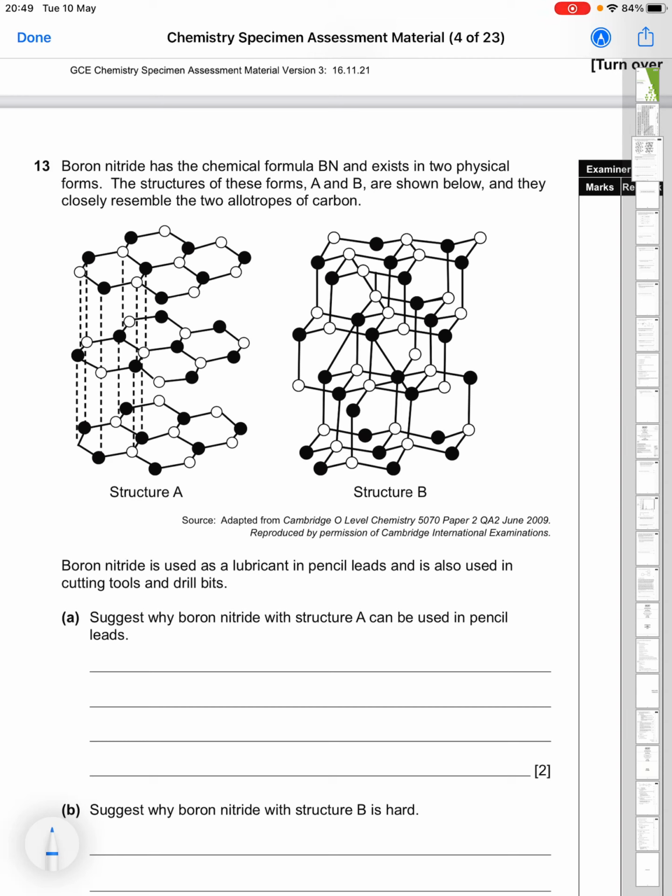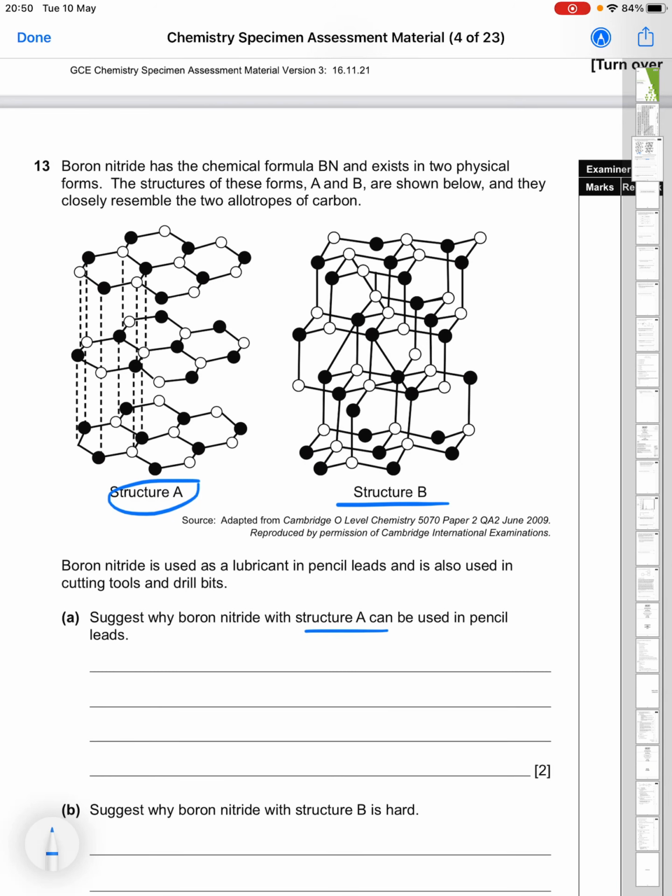Now, next, number 13. Boron nitride has the chemical formula BN and exists in two physical forms. These structures A and B are shown below, and they closely resemble the two allotropes of carbon, which is immediately what you would say. You would say that this looks like graphite and this one looks like diamond. So boron nitride is used as a lubricant in pencil leads and also used in cutting tools and drill bits.